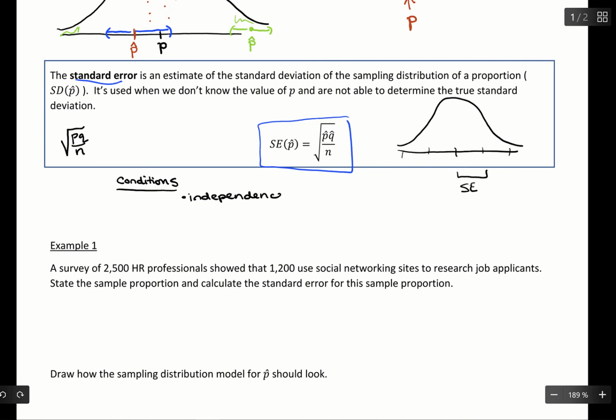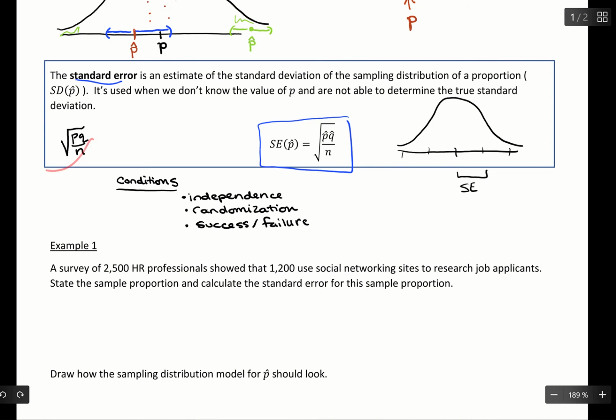We need to have randomization. And we need to have a large enough sample size. So we need to check that success-failure condition. Now here, there's the slightest change in notation from when we used it for our sampling distribution of proportions.